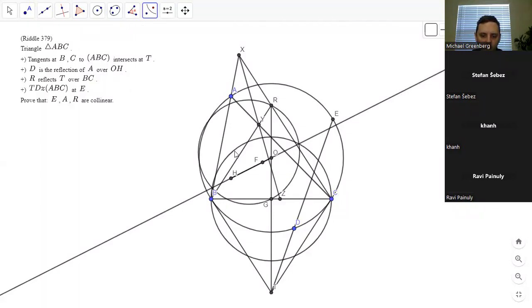So O goes to R basically, because GO times GR is GB squared. Yeah. Okay, because that's the orthocenter. Actually, is that odd? Well, yeah, because that's the same as saying OBG is similar to GBR, and I think that's obvious. Yeah, okay. So O inverts to R.